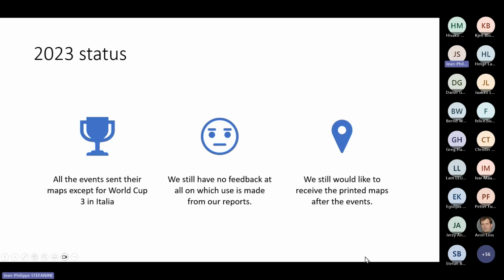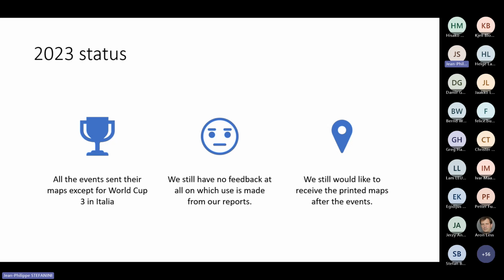So for 2023, we received the maps for all events except for the World Cup 3 in Italy. We have received no maps at all for Italy. We are not claiming for the maps. Our position is the fact that it's a request from IOF, so we are waiting for the organizer to do that. We are not chasing the maps.